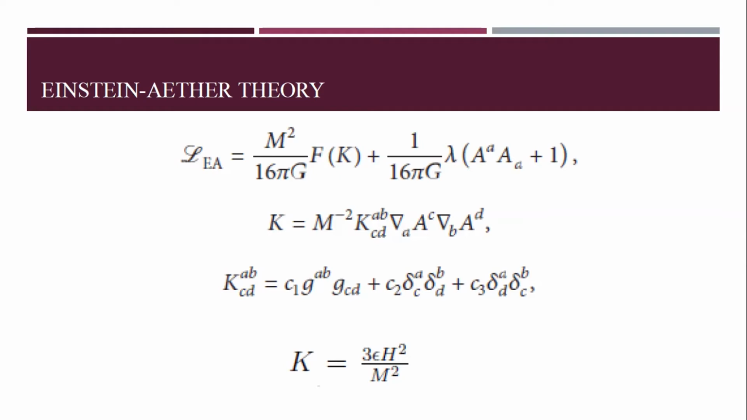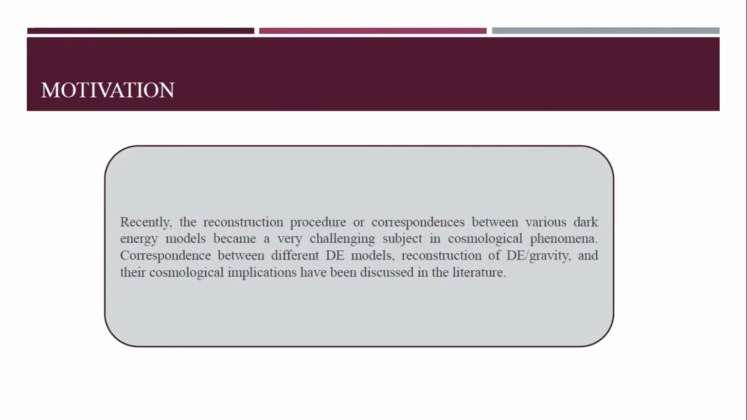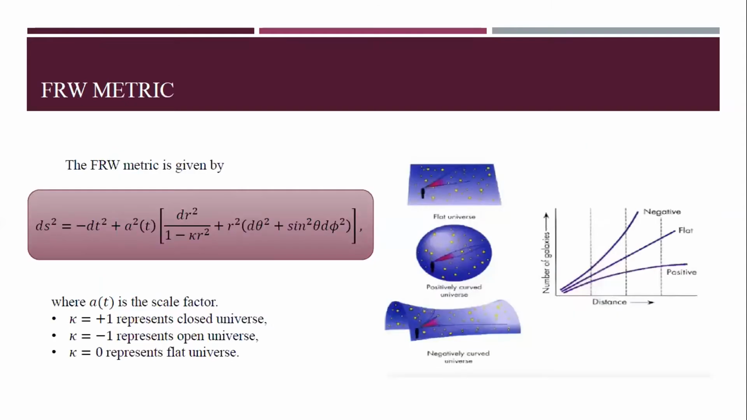We will develop a function of K in the presence of different dark energy models and discuss their cosmic evolution. Anzeng Wang et al. also discuss spherical solutions by using this theory. So the motivation here is that the correspondence between dark energy models and different modified theories of gravity will be addressed here, and we discuss their cosmic evolution.